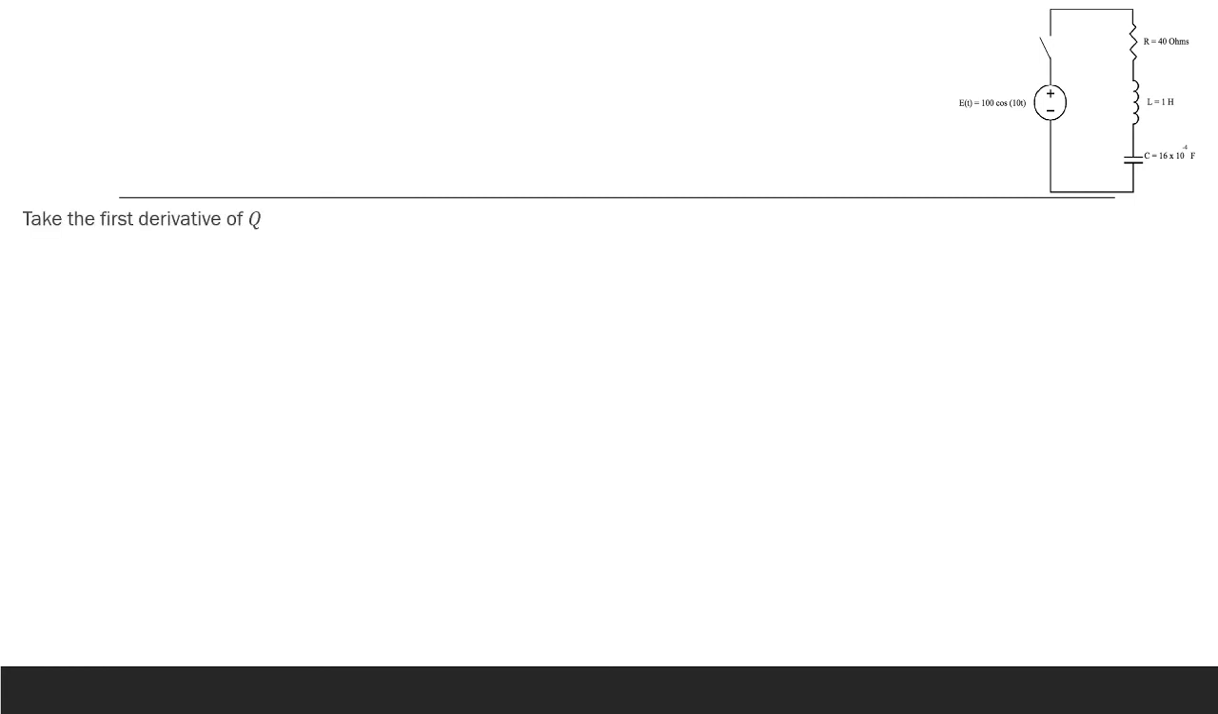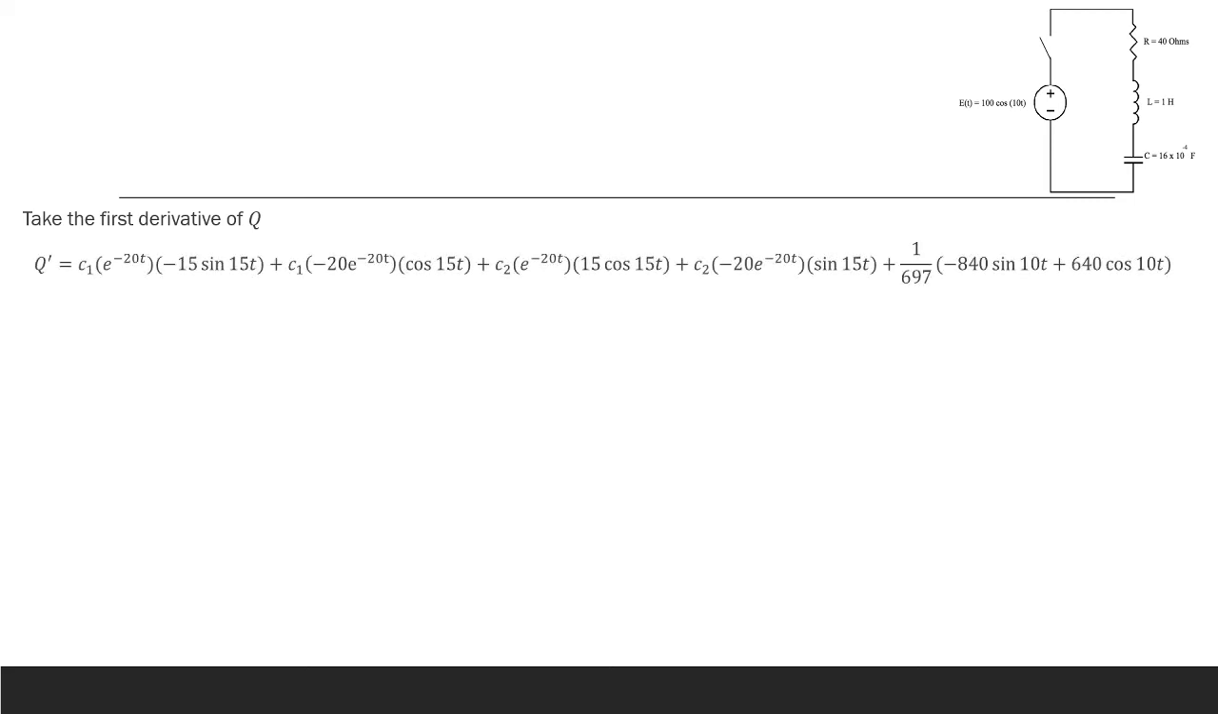Next, we need to get C2. Now, another initial condition is that the initial current is 0. But we don't have a direct equation of the current, so we need to take the first derivative of Q, because we know that the first derivative of Q is the current. So, taking the first derivative, we have the product rule. So, we have Q prime is equal to the product rule.